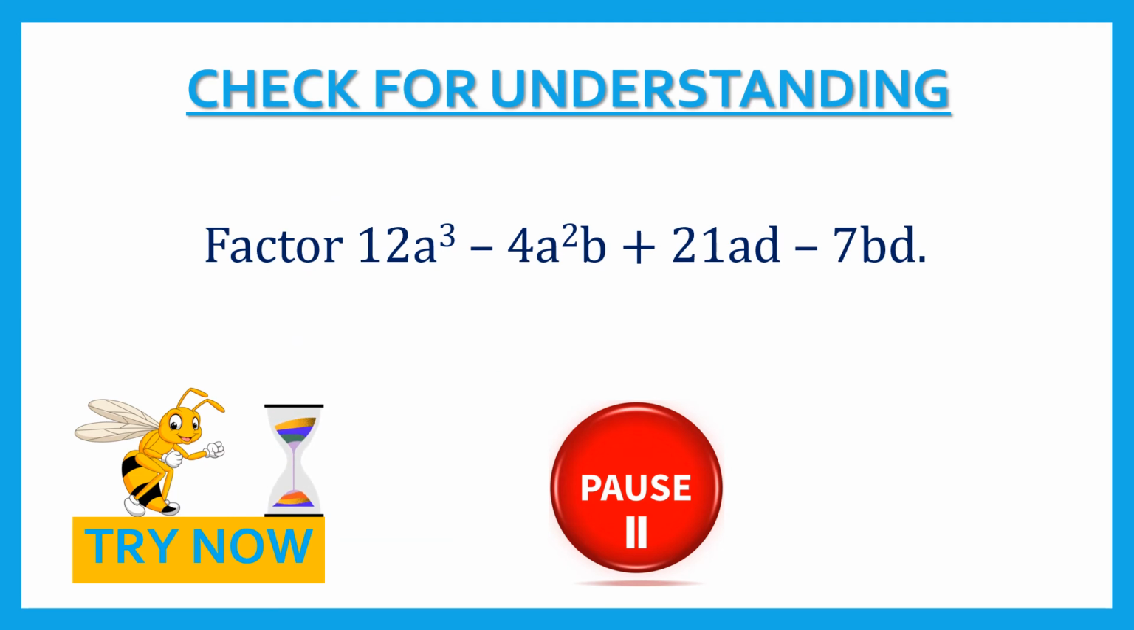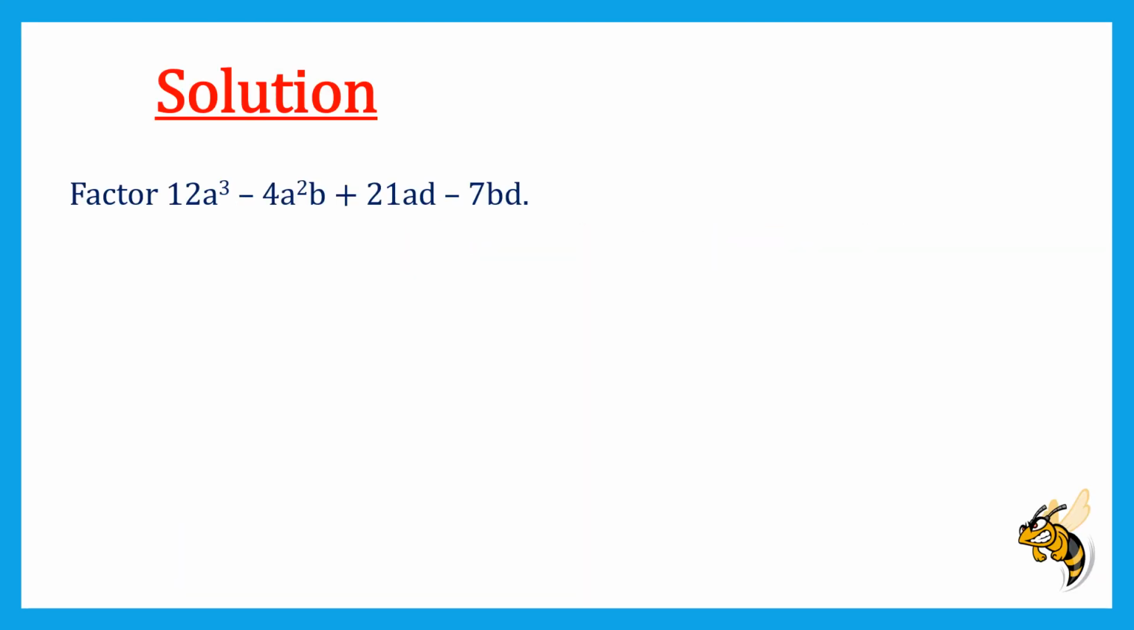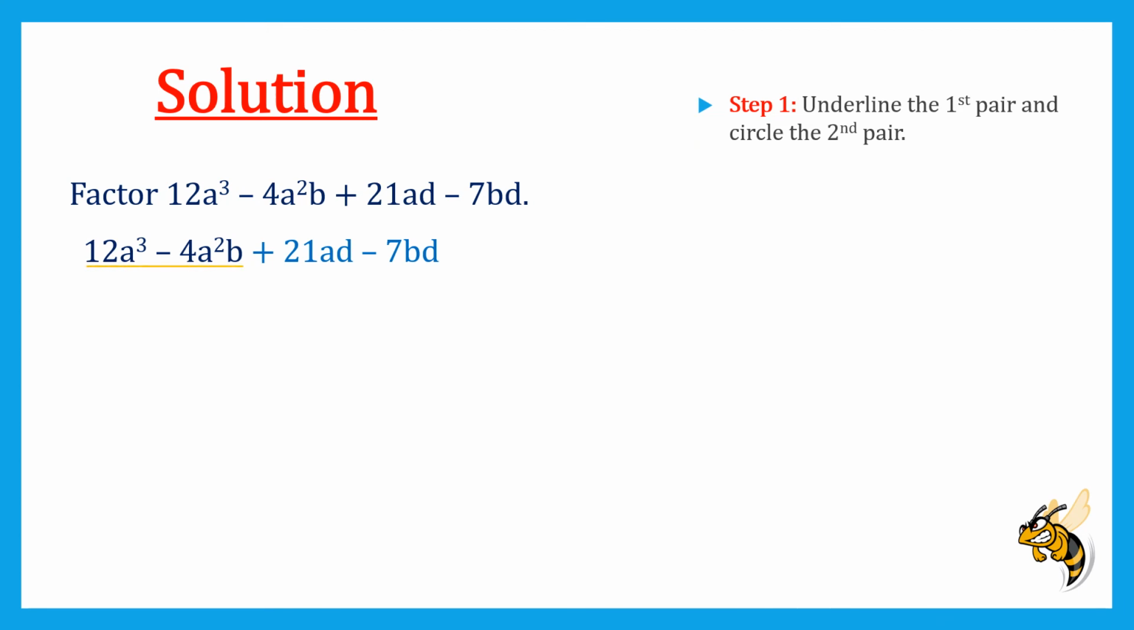Let's go ahead and check for understanding. Factor 12a cubed minus 4a squared b plus 21ad minus 7bd. Solution. We first want to underline the first pair. We circle the second pair. We're going to simple factor each of them.